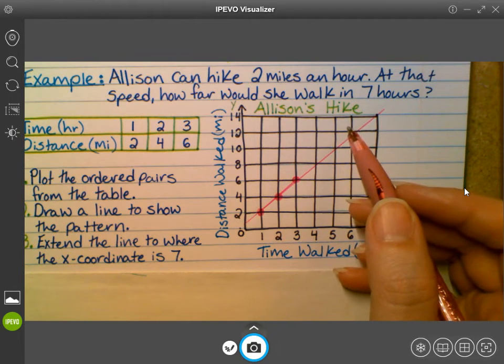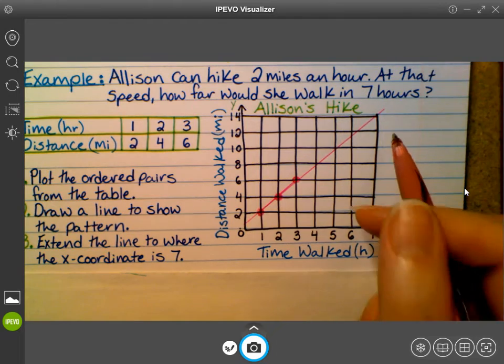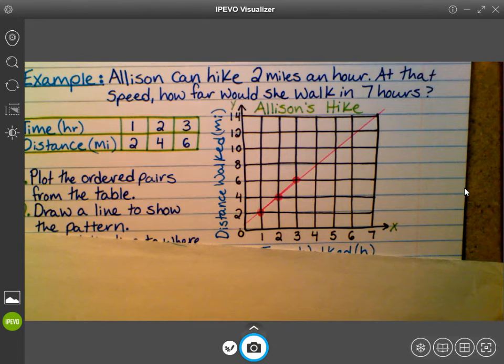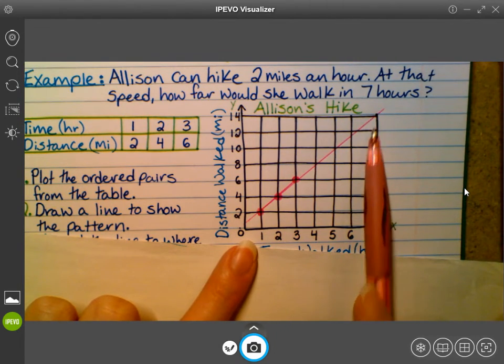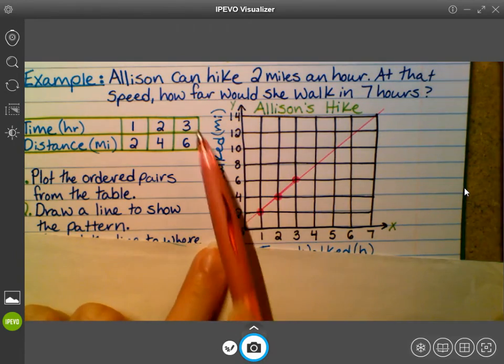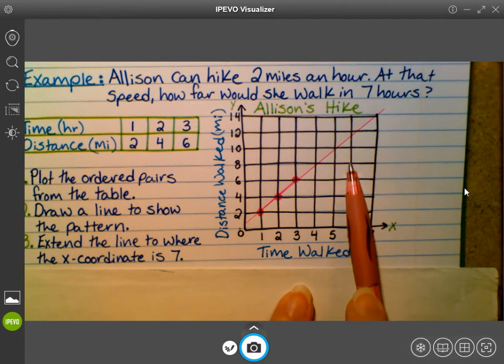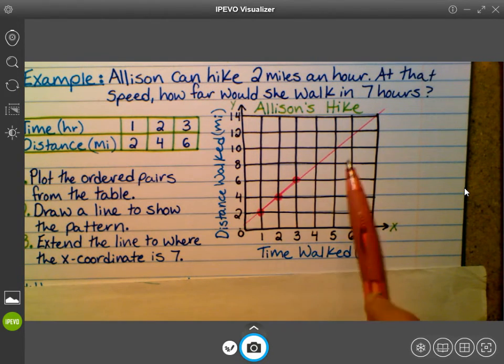Jack L. Yes. Exactly. So coordinate grids are used for a lot of different reasons, and that's why it's very important to be able to not only make a coordinate grid and plot points, but also be able to look at a line like this and determine, okay, wherever the line is, that tells me how many miles Allison hiked and how long it took her. So at 6 hours, she had walked about 12 miles. And at 7 hours, she had walked about 14 miles. So now we are able to read the data.